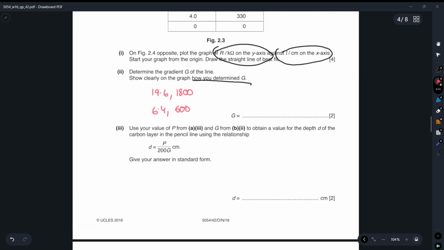Cool. All right, let's use the formula. M is equals to y2 minus y1 upon x2 minus x1. So that's going to be 1800 minus 600, 1200 on top. And it's going to be 19.6 minus 6.4, 13.2 at the bottom. Of course, अब इसको find करने के लिए again I'm gonna have to use a calculator.